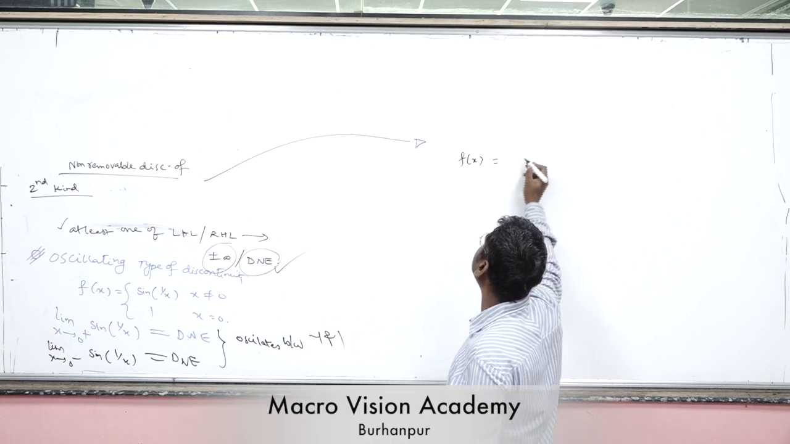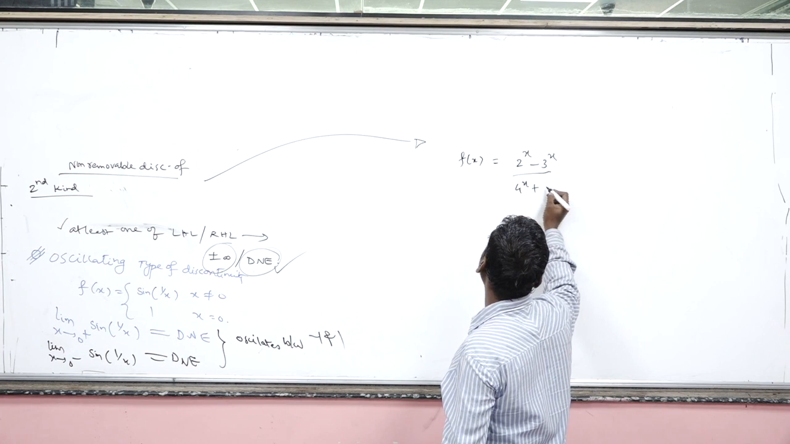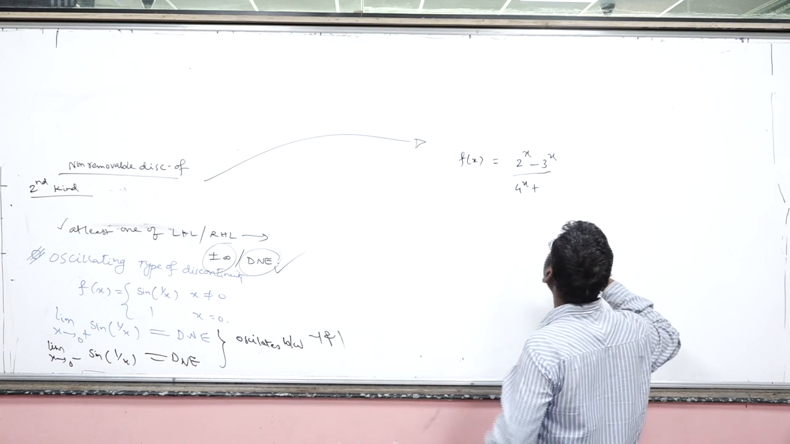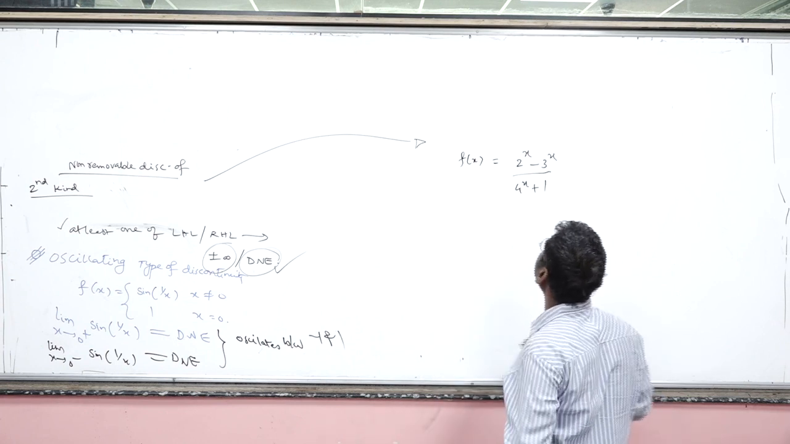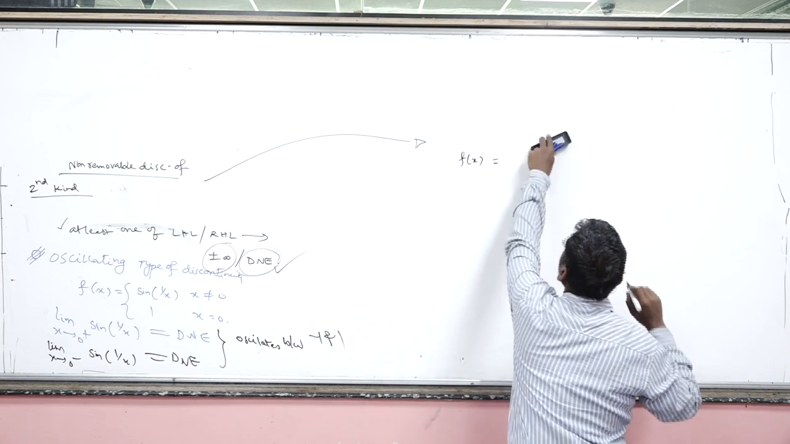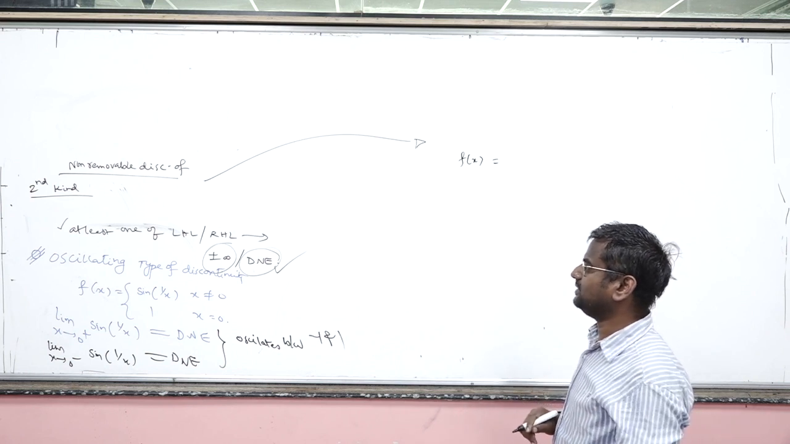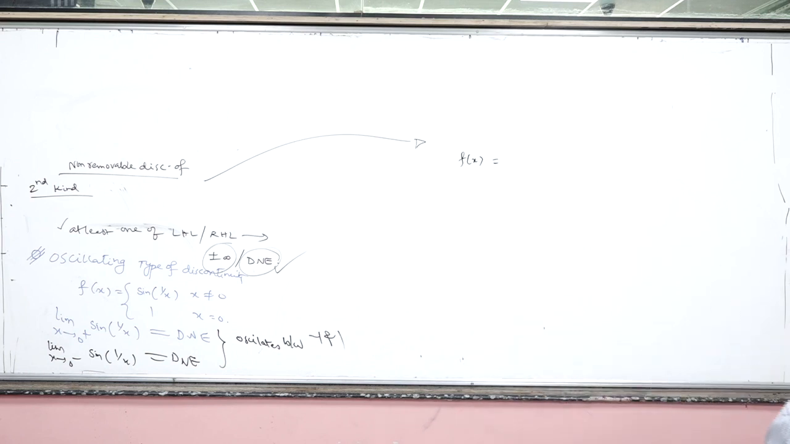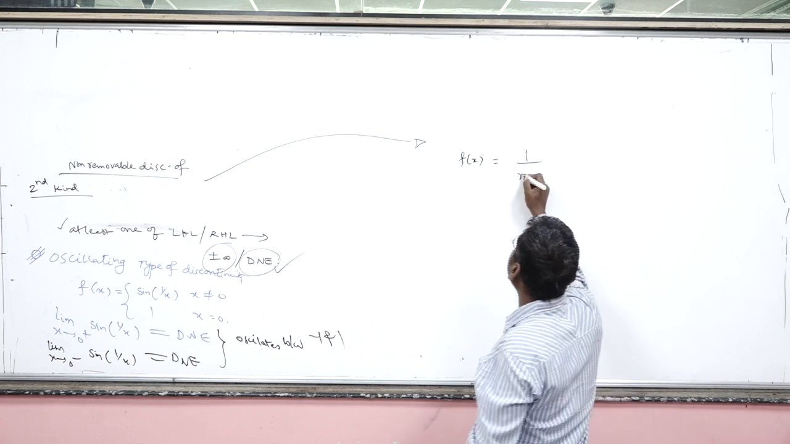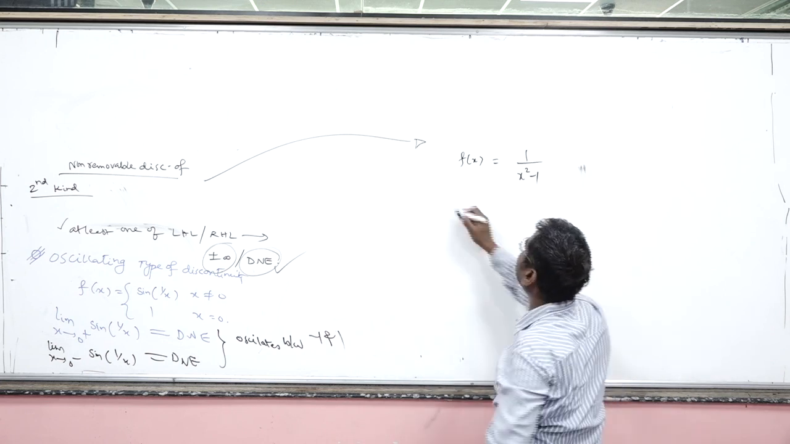Suppose let me take f of x is 2 power x minus 3 power x by 4 power x plus 1, for example. Change the question. You want to go to plus minus infinities, so let me rechoose my example. Okay, 1 by x square minus 1 at x equal to 1, for example.